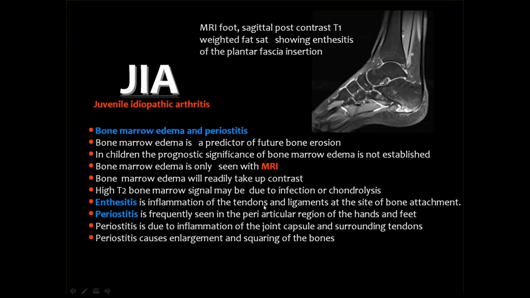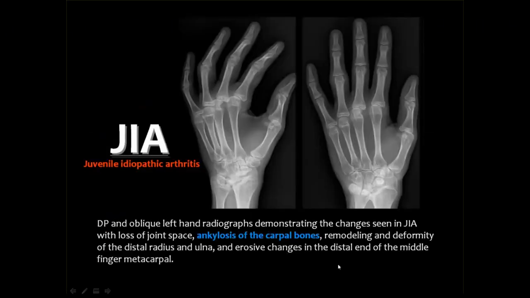Enthesitis is inflammation at the tendon or ligament attachment to the bone. Periostitis or periosteal reaction is frequently seen in the periarticular areas of the hands and feet. Then periostitis causes enlargement and squaring of the affected bones.